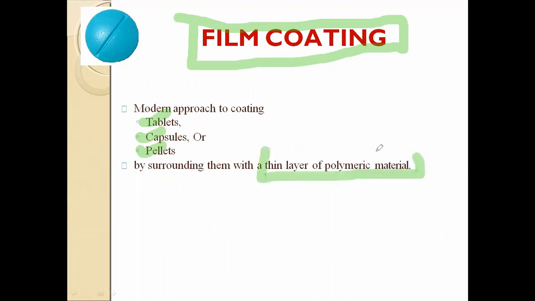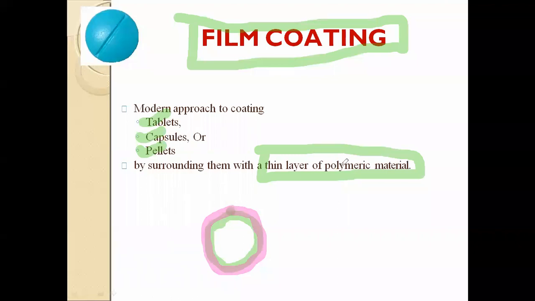Now, what is film coating? Here to a tablet core, you are going to apply a film. Now, this film I am showing with the help of a different color. You are going to apply a film which is very thin in nature, and this film is mainly of a polymeric material.